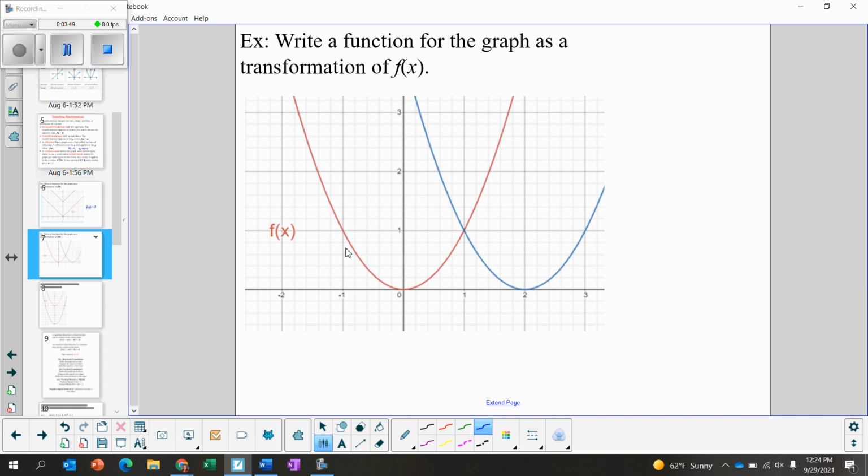All right, another one. Now this is a quadratic. So we started with a vertex here, and we went over 1, 2 to the right, which is really like -2. So this is going to be f of, and it's happening to the x, x minus 2.